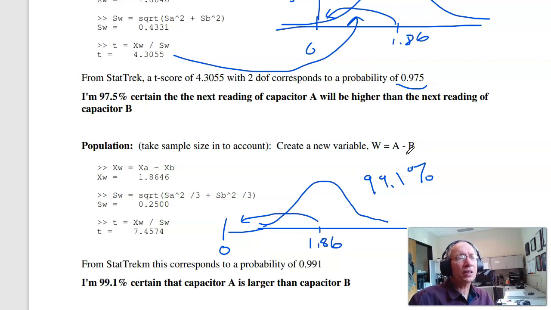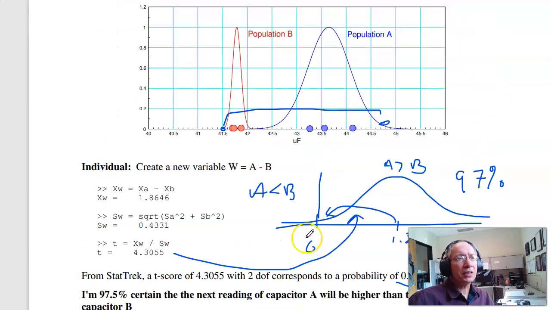Now this is where the term significant has a different meaning than in English. This is statistically significant, saying I can tell the difference between A and B. In terms of, is it practically significant? Do I care about the difference between 43.5 and 41.6 microfarads? Probably not. So it's not significant from a design standpoint, but it is significant from a statistical standpoint. I can see that difference.